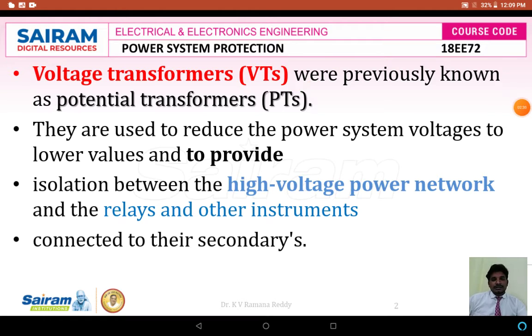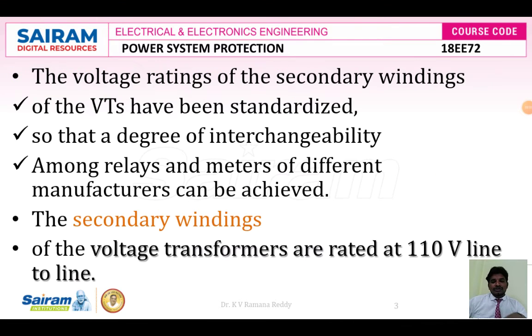This is the main requirement of these voltage transformers. And these voltage transformers also provide protection to the equipment connected at the secondary side, because our equipment is designed and manufactured for specific voltage ratings, either for a single phase system or a three phase system, and if you give more voltage the equipment may get damaged. So for isolation purposes also we use these voltage transformers. Therefore the voltage ratings of the secondary windings of the voltage transformers have been standardized so that a degree of interchangeability among the relays and meters of different manufacturers can be achieved at a single value.